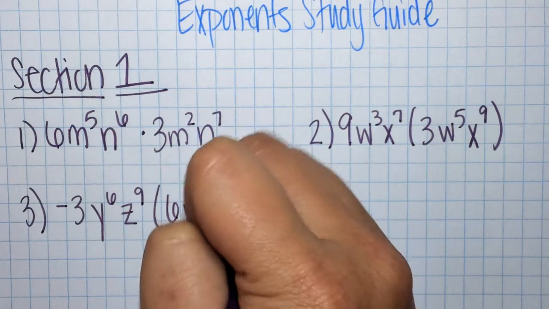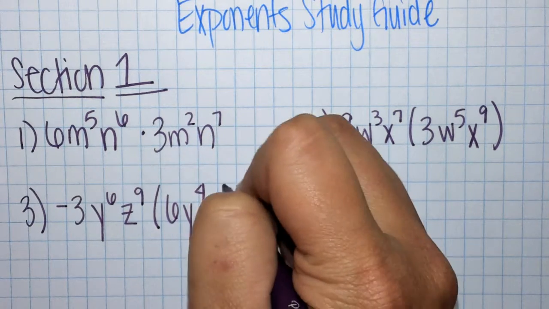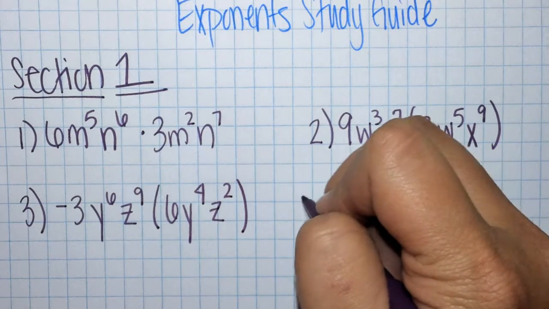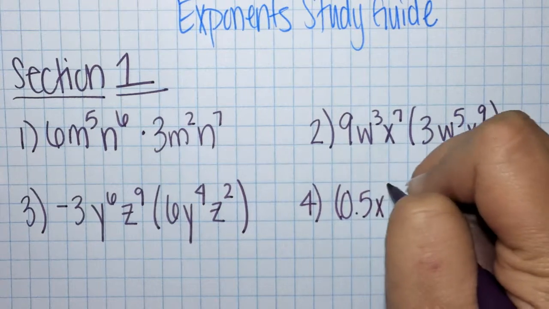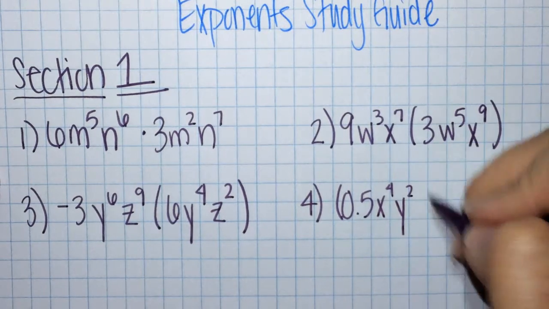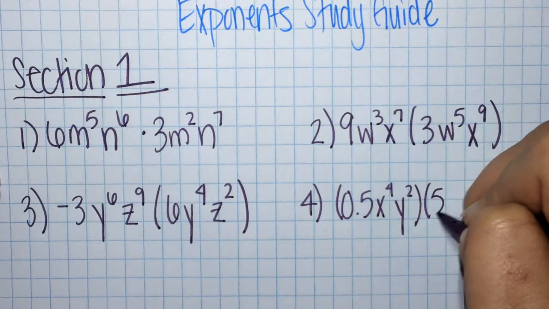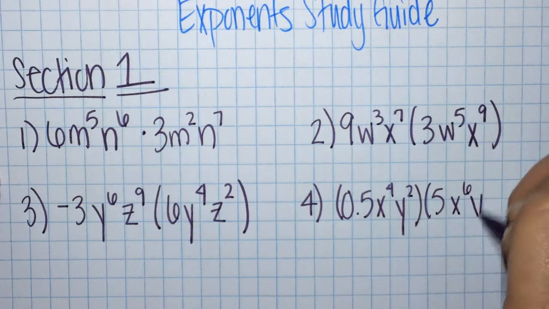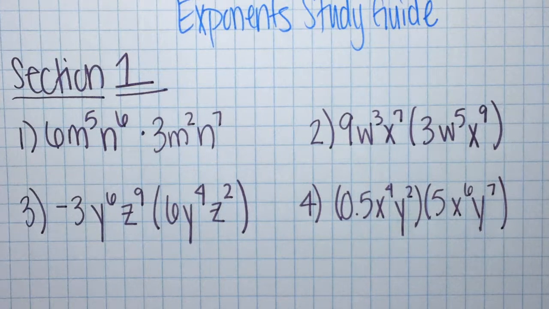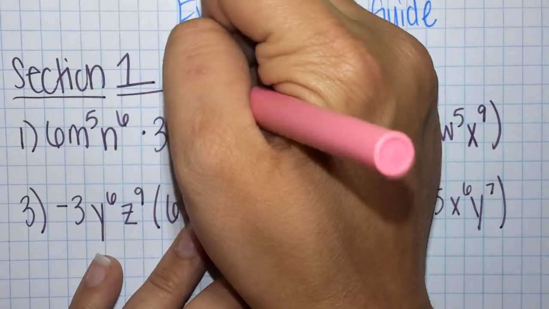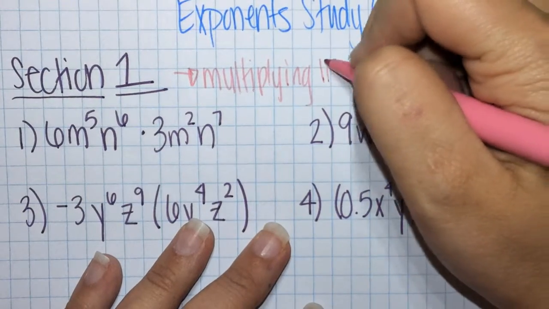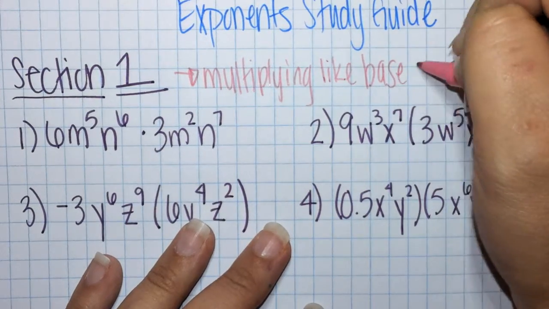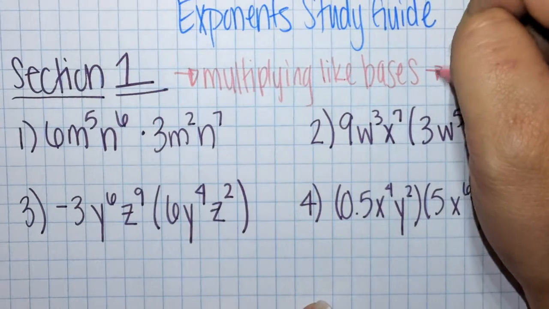Does anybody think they know what this section is? Can we say it with confidence and not as a question? Multiplying like bases. Take a point. This is multiplying like bases. And what do you do to the exponents when you multiply like bases? You add them.